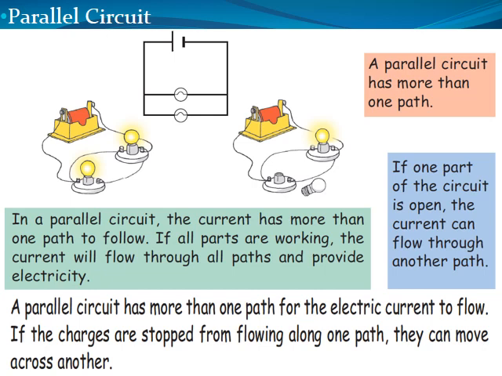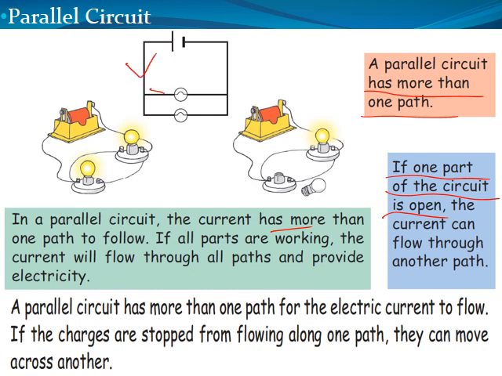Moving to the other type of circuit, which is called the parallel circuit. The parallel circuit is different from the series circuit in that it has more than one path for the electric current to flow through. If all parts are working, the current will flow normally and provide electricity. Here, if one part of the circuit is open, what will happen? The current can flow through another path normally.